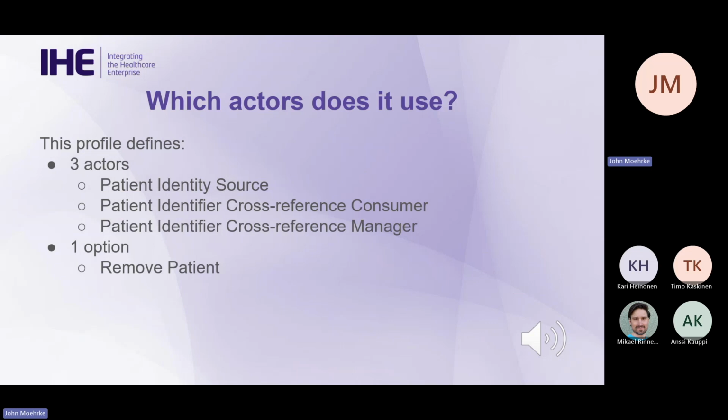And then a cross-reference consumer is some client who has an identity, probably from their organization, and they want to know what is the identity that this other organization uses or that the health information exchange uses. So those are the use cases that are across all of the PIXs. And then in PIXm, we've added a remove patient option.